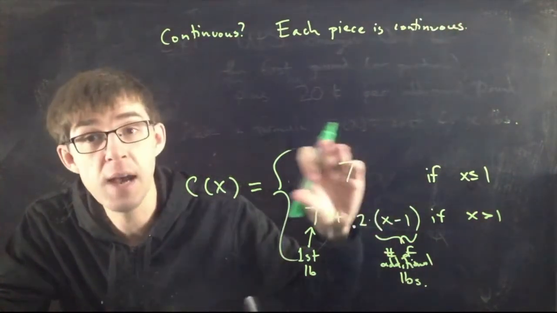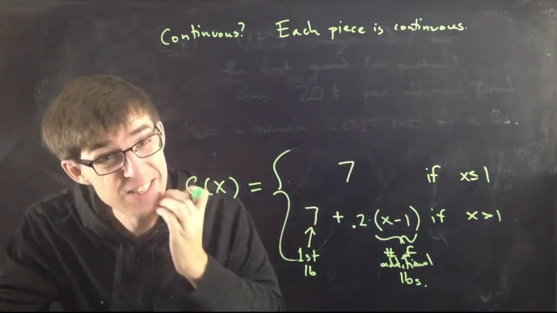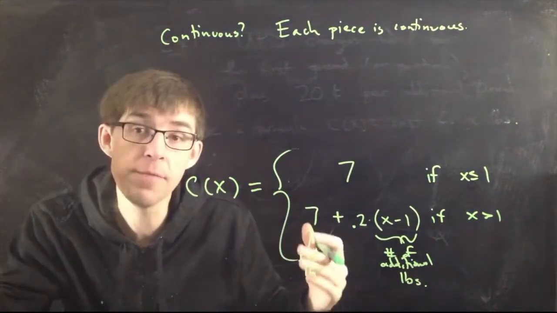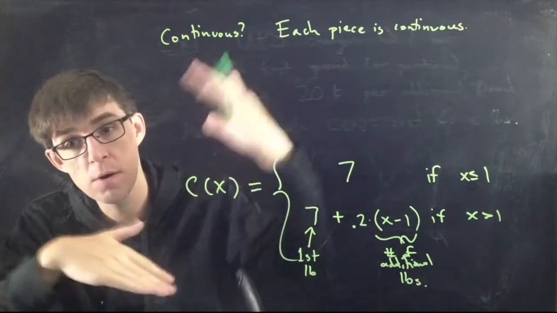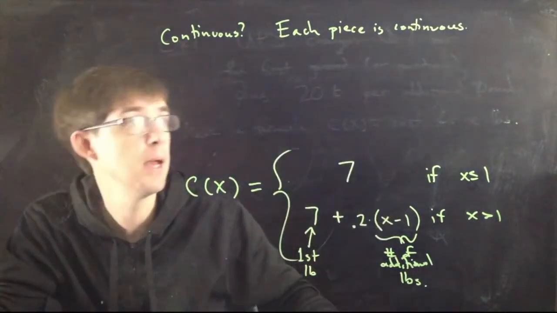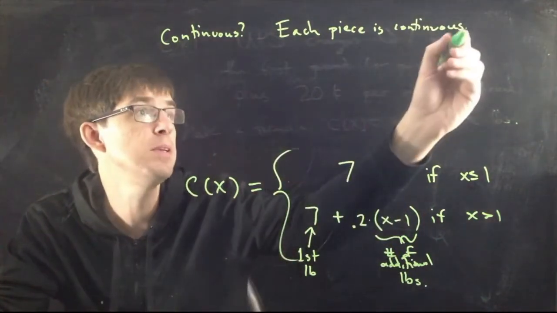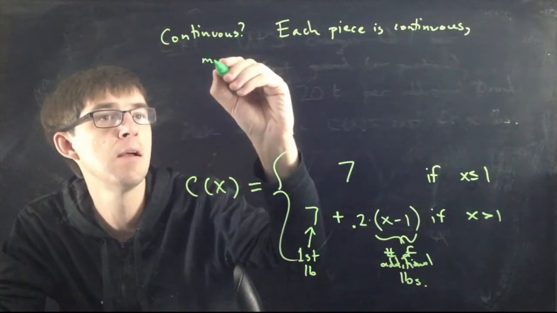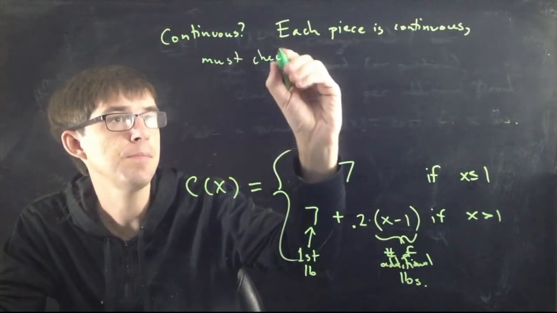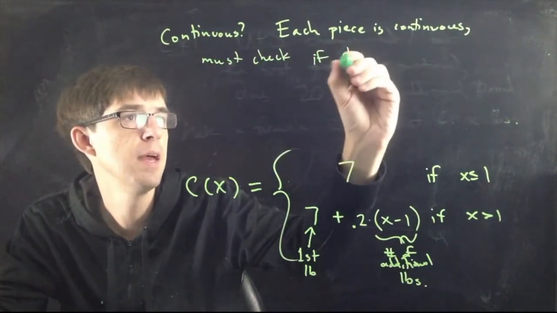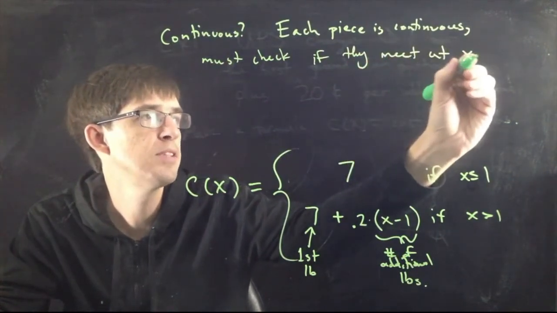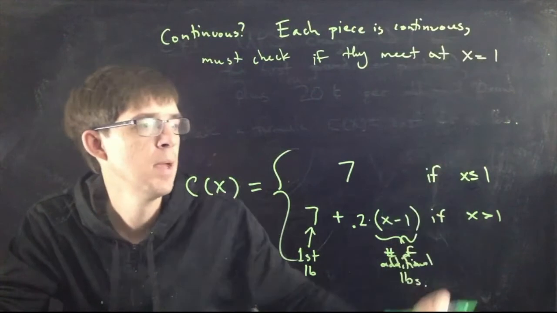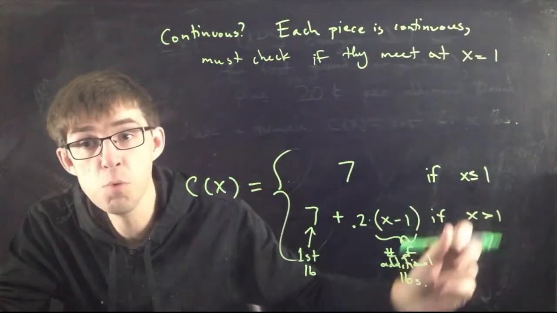To tell if the entire thing in 2 pieces is continuous, really we just need to know if those 2 pieces actually meet up at a point, or if they are separated, like the graph that we had in a few minutes ago. So each piece is continuous. We need to check if they actually meet at x equal 1, right? X equal 1 is where the rule changes.